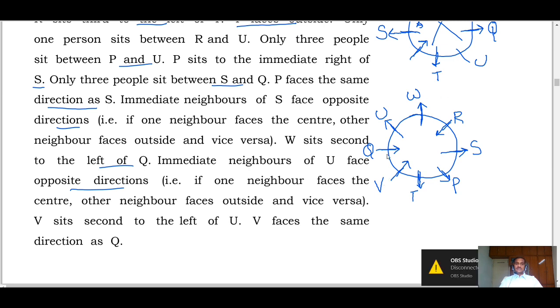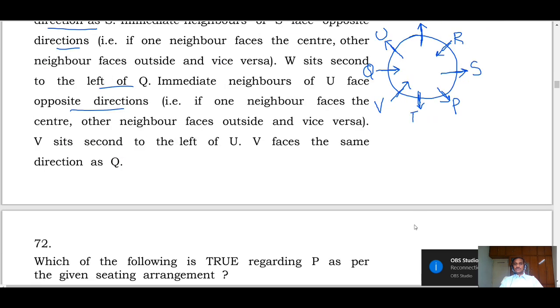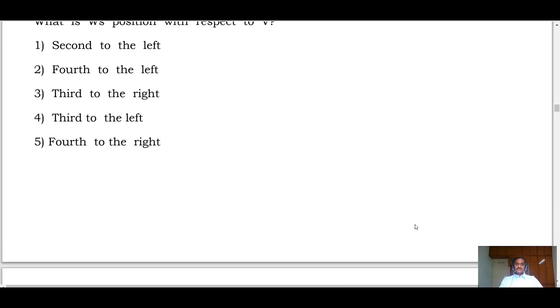Now this is the final arrangement where these 8 persons are seated around a circular table. Some of them are inward and some of them are outward. Clear? Now this is about question number 72 to 76. Hope you have followed this one. Note down this. Then the next one, question number 77 onwards.